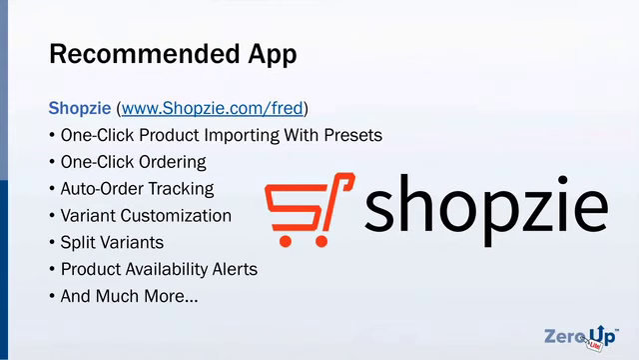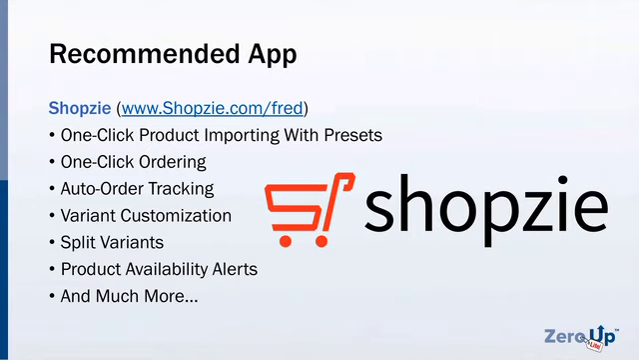Number 3, and that's auto order tracking. So when your vendor ships out the product and uploads the tracking number into your account, Shopsy will automatically grab that information, put it into your Shopify account, send it to your customer, and mark the item as fulfilled.